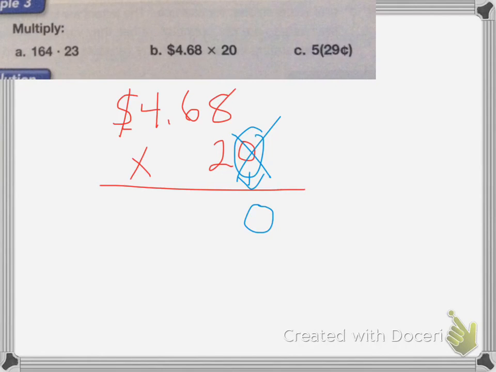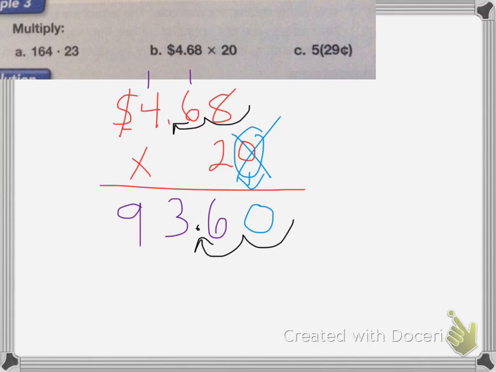Okay, and you don't do anything with the decimal to the very end. So 2 times 8 is 16, carry the 1. 2 times 6 is 12, plus 1 is 13, carry the 1. 2 times 4 is 8, plus 1 is 9. Now to see how many decimal places we need, we're going to count over decimal places. So I have 1, 2 decimal places. So I'm going to count over 1, 2 decimal places here. So my answer is $93.60.